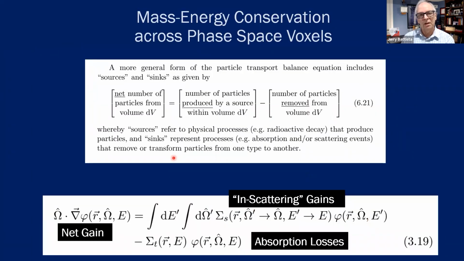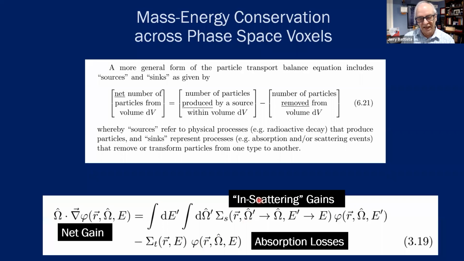So let's do a simple Boltzmann calculation. The net number of particles coming from a volume would be the number of particles that are produced inside that volume, less the number of particles that are removed in that volume. For example, they may become another particle by scattering, or they may not come out at all if they have a photoelectric death. So the equation looks like this in the end. This is the net gain.